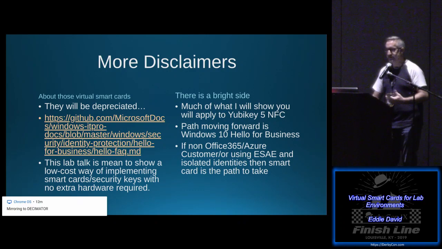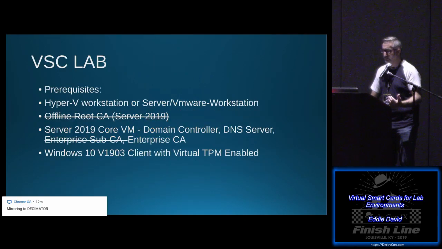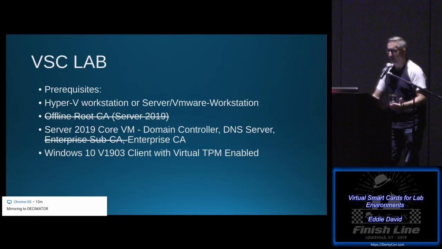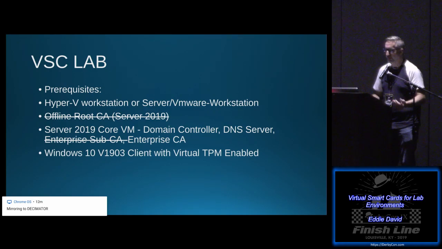So obviously the path forward is Windows 10 Hello for Business. Microsoft is recommending to go that route, but I'm not discussing any of that today. This is really if you're a non-Office 365 Azure customer, or maybe you're using Enterprise Security Administrative Forest for isolated identities, then Smart Card is still the path to take. So just a couple of prerequisites here. This works on not only Hyper-V Workstation, it also works on VMware Workstation.